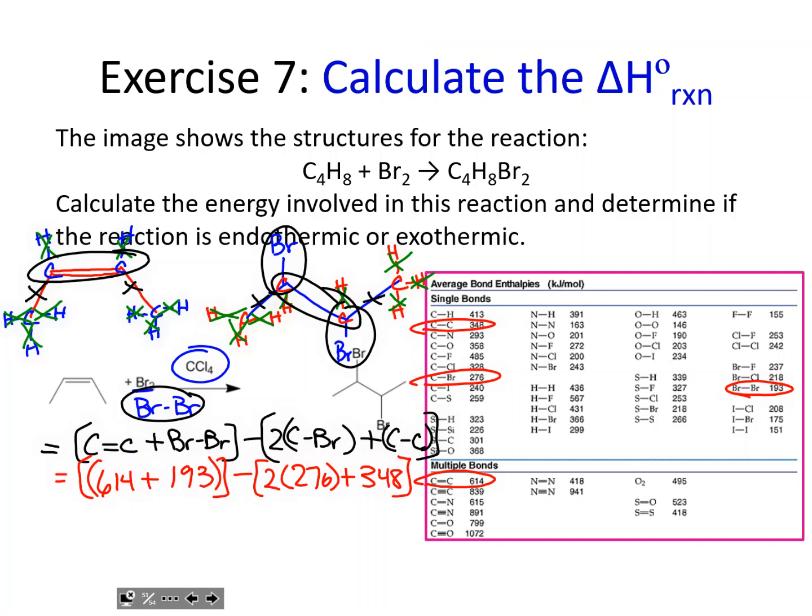Although technically you can do that if you don't see it right off the bat, it just is going to take you longer to do the calculation. And we all know time is precious. And if we can minimize time as much as possible and be more efficient, then we can answer more problems correctly.